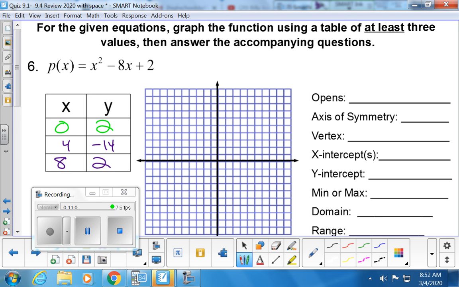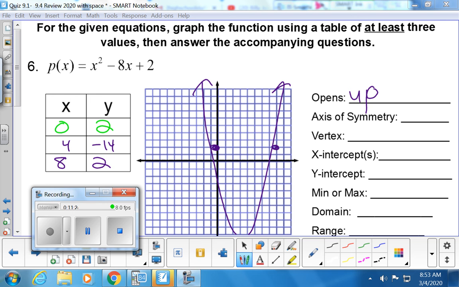Let's graph this. So 0, 2 is here. 8, 2 is here. 4, negative 14 would be down off the picture. So it's kind of going to be opening up like this. The axis of symmetry is x equals 4, because the vertex is 4, negative 14.